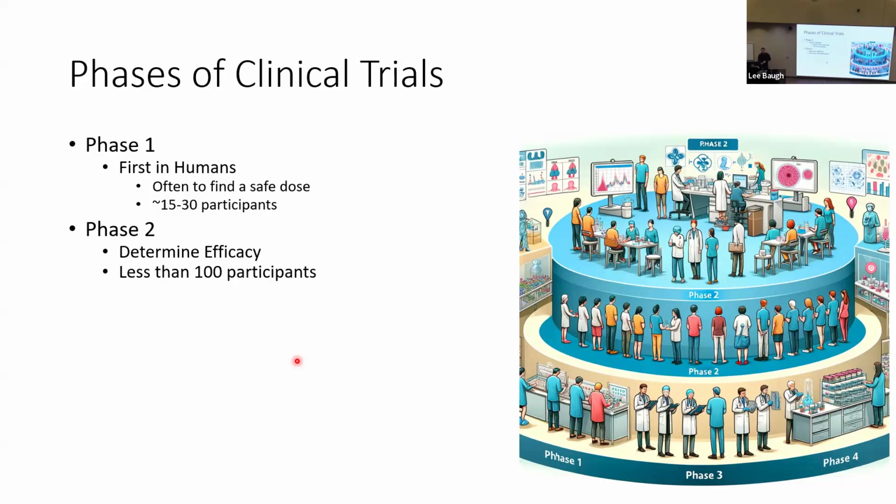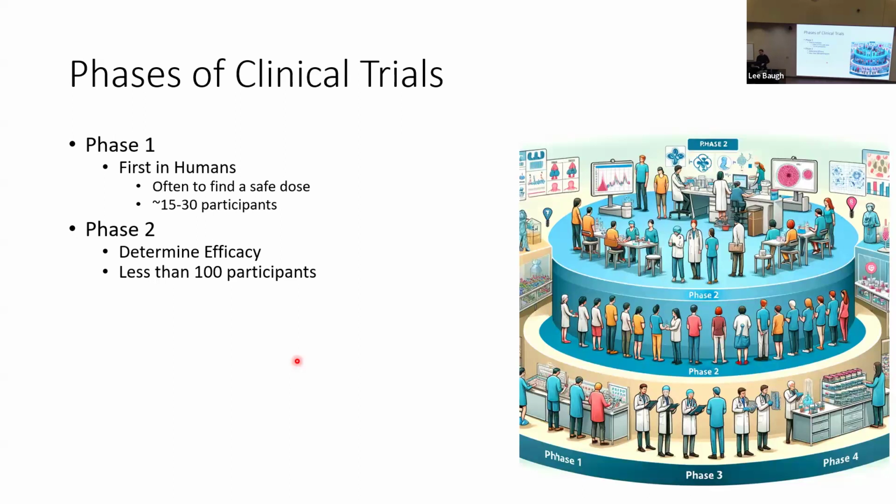Phase 2 is typically designed to determine efficacy. So once you find that a specific dose seems to be tolerable, to be safe, and what the side effects are, then you can move on to a phase 2 trial where you want to look at whether it has any impact on the thing that you're actually studying. These typically have less than 100 participants, but again, it's really going to be dependent on the specifics of the treatment that you're examining.